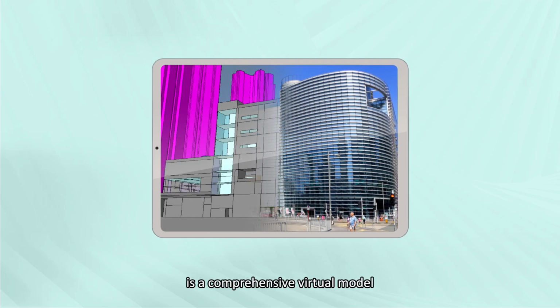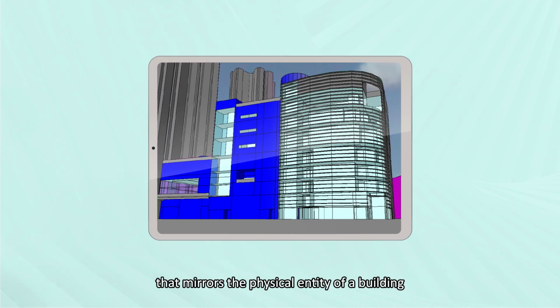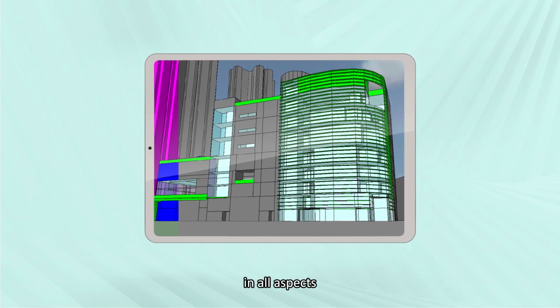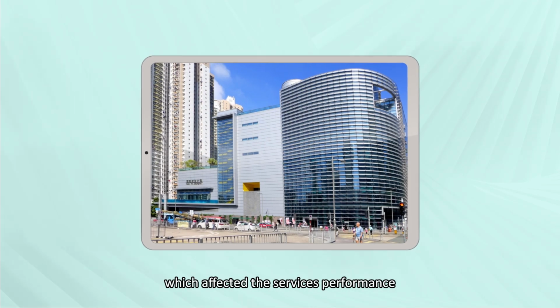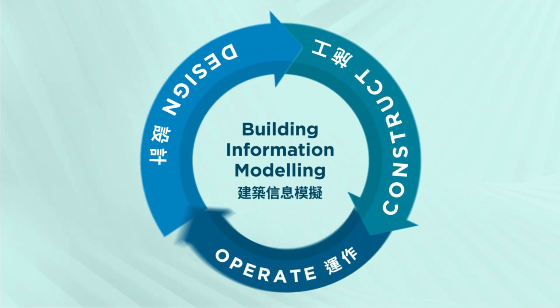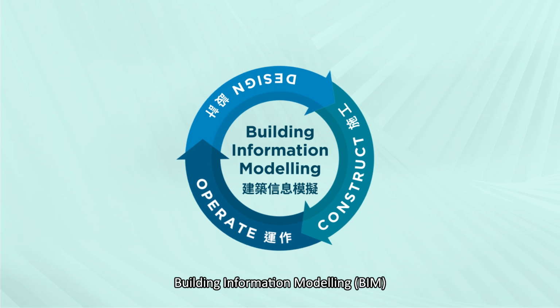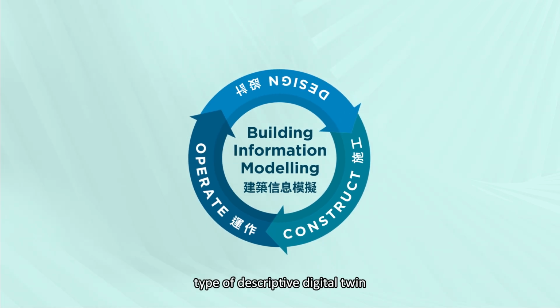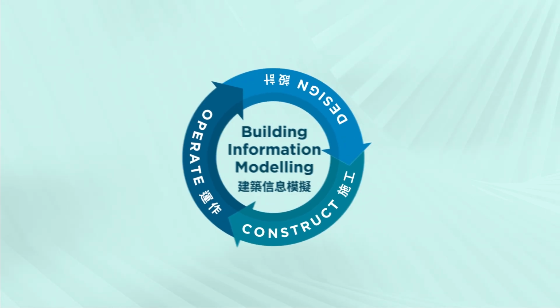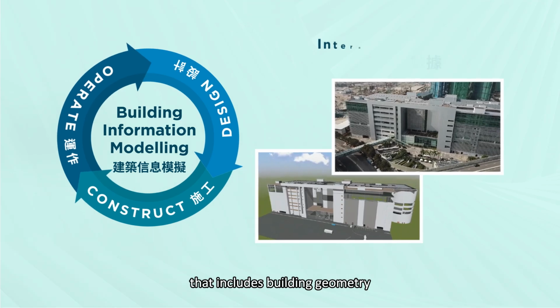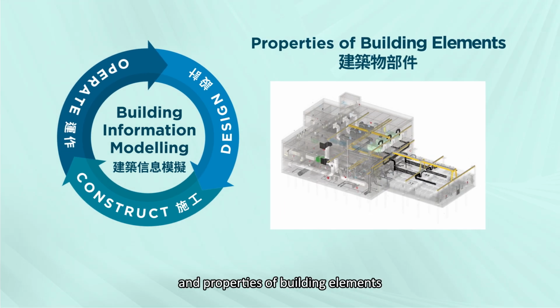A digital twin model is a comprehensive virtual model that mirrors the physical entity of a building in all aspects which affect the service's performance. For example, Building Information Modeling, BIM, is a well-known type of descriptive digital twin that includes building geometry, internal spaces, and properties of building elements.